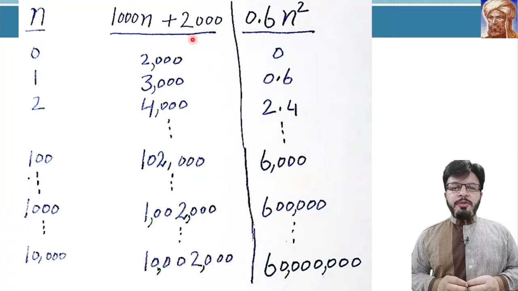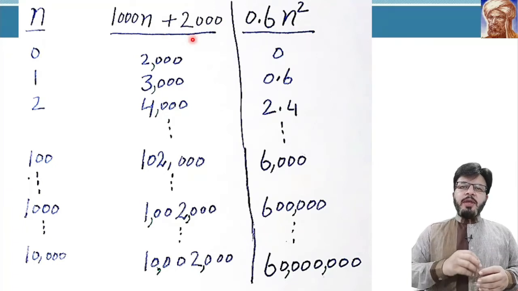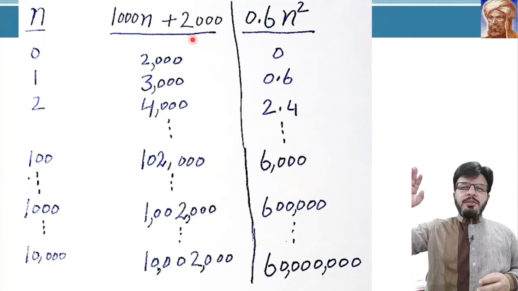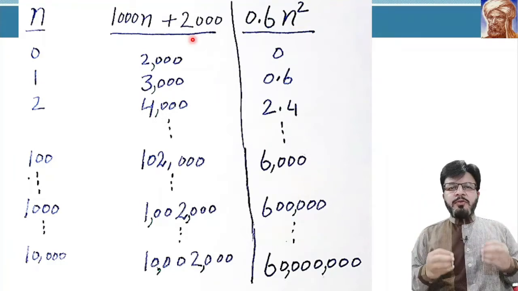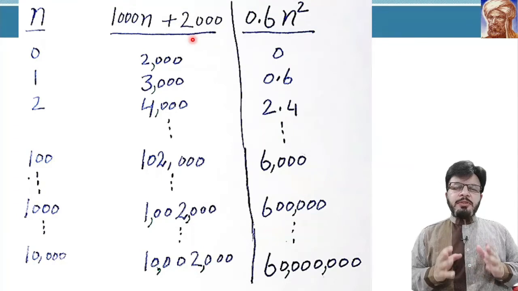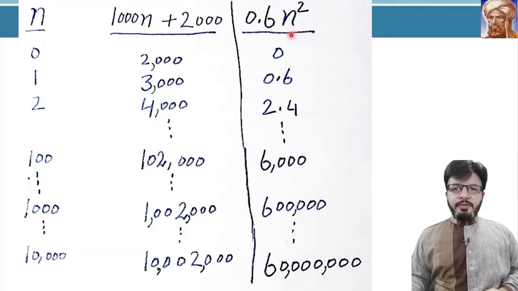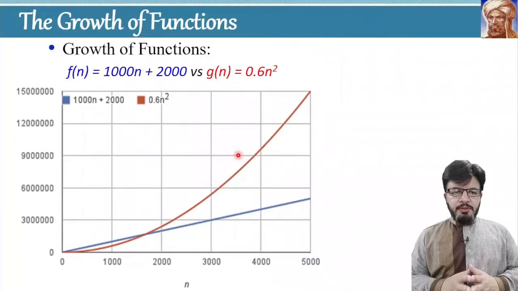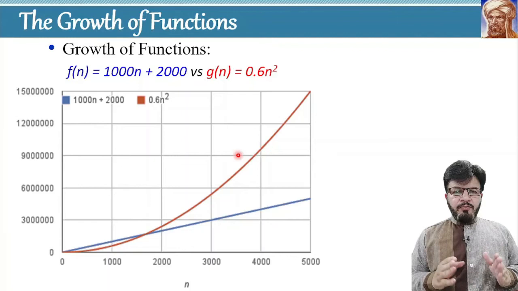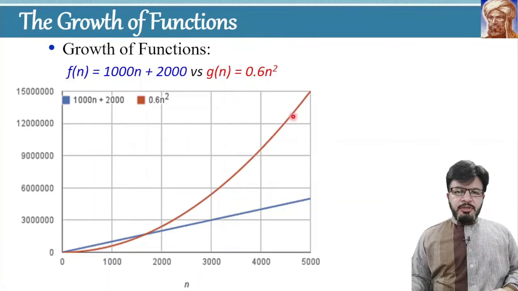What is meant by asymptotically? It means when the value of n grows larger and larger and larger, ultimately there will be some point when the function g of n will beat the function f of n. This is basically a linear function and this is a quadratic function. Now, as you can see in the graph of these functions, the function g of n, that is represented by this curve, beats the function f of n at some value which is greater than 1000 and less than 2000.